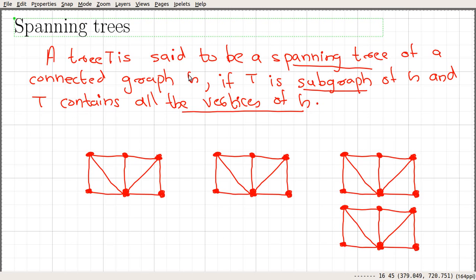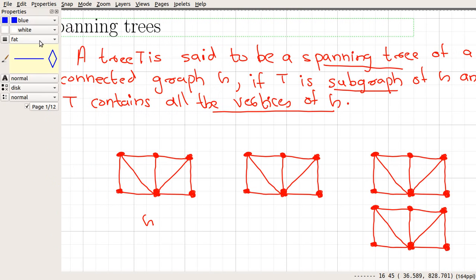Okay, so let me give you an example of such a tree here. Suppose that this is our graph G. What I am going to do is highlight a spanning tree of this graph in blue. By definition, it must contain all the vertices of G and be a subgraph, and it must be a tree. For example, you could have something like this. So we included this vertex, that vertex, and this one.